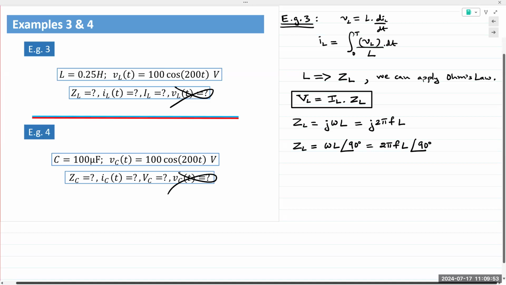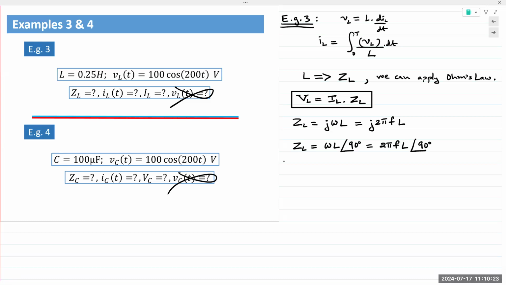And I will explain the significance of plus 90 and minus 90 after we get done with this example. Okay, these are the standard equations: j omega L in rectangular coordinates and omega L with an angle of 90 in polar coordinates. So when we wish to find the impedance, we need omega values, right? Omega is 2 pi f, meaning I need the frequency.